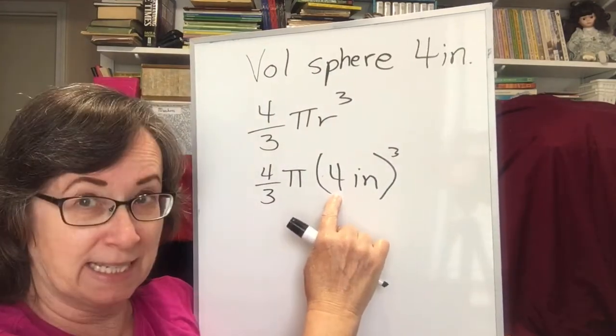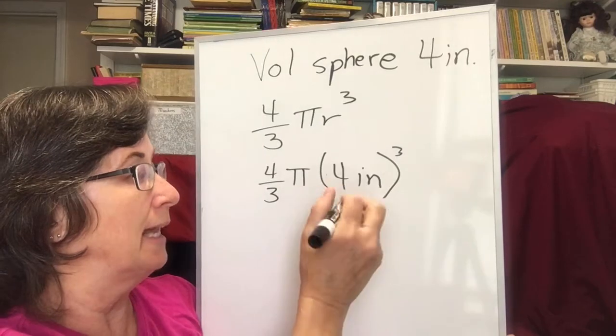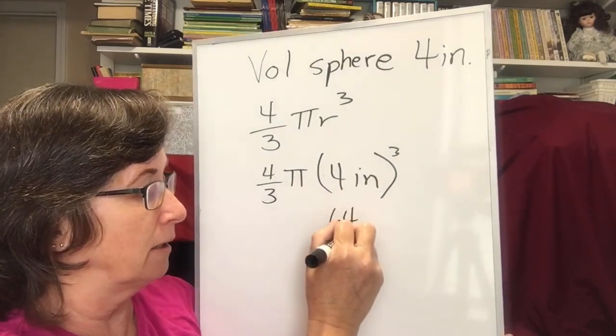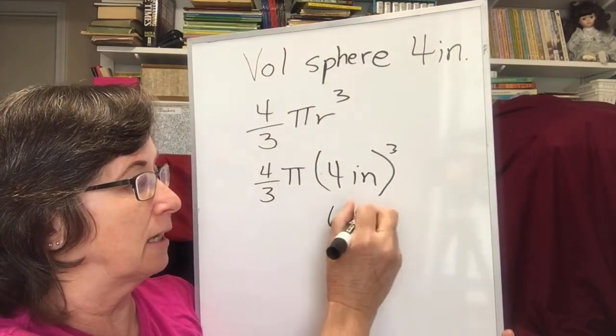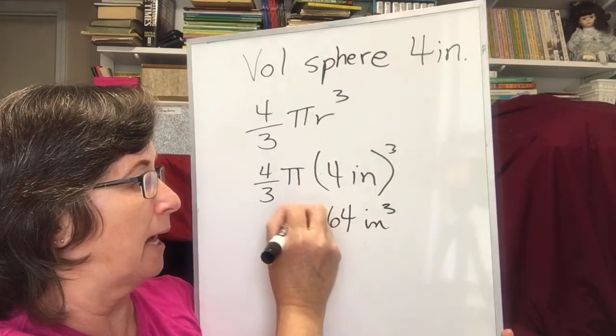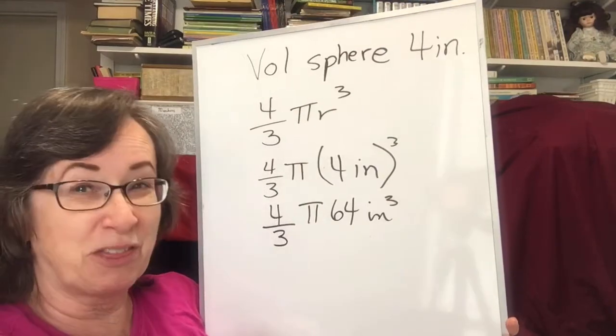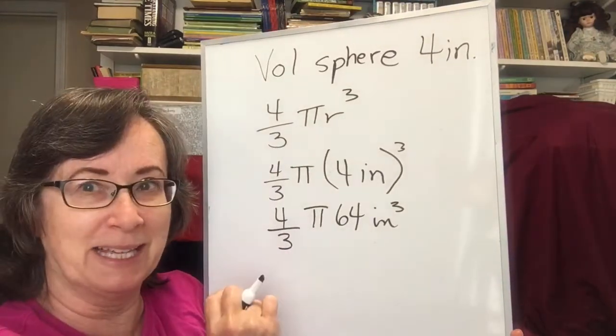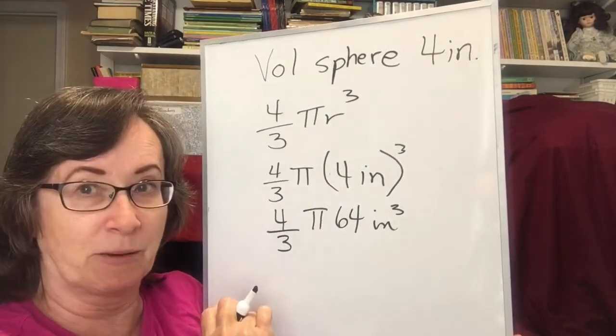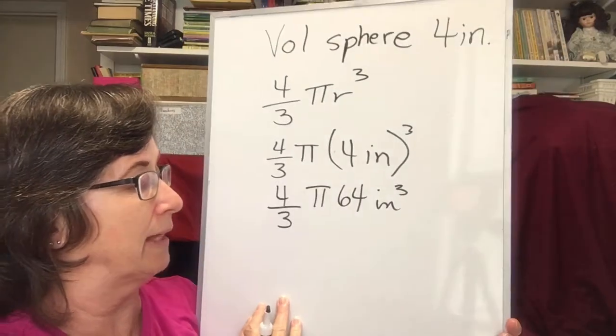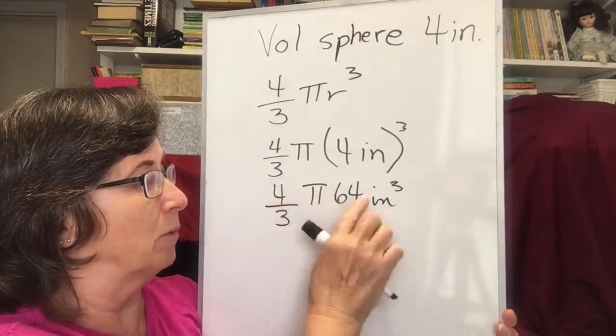4 times 4 is 16, and 16 times 4 is 64. And then inches cubed times the pi times the 4/3. Okay, now 3 does not go into 64 evenly, so I'm going to have to do a little bit more math here. So I'm going to go ahead and multiply this out.